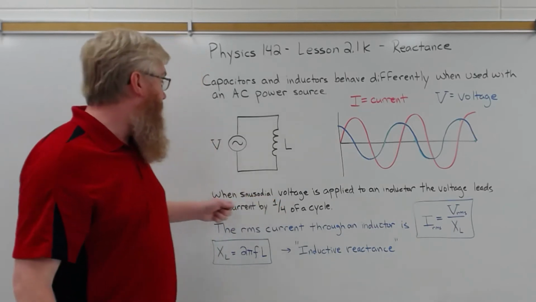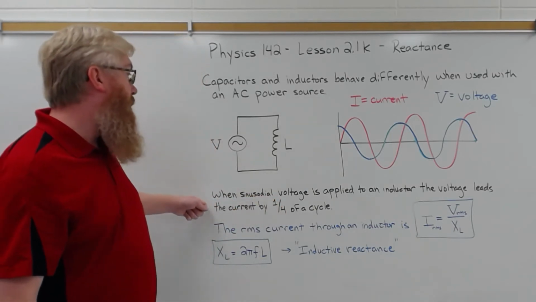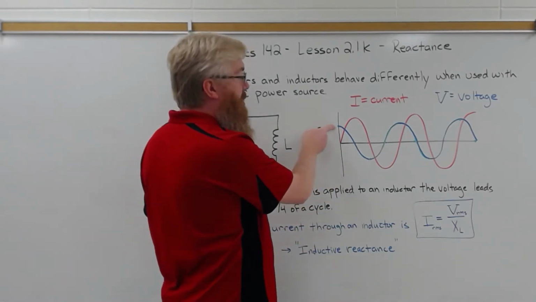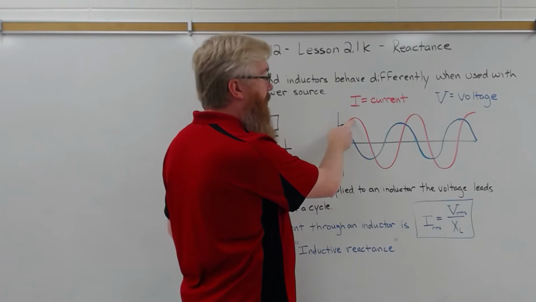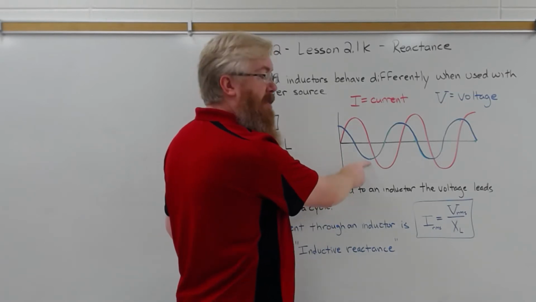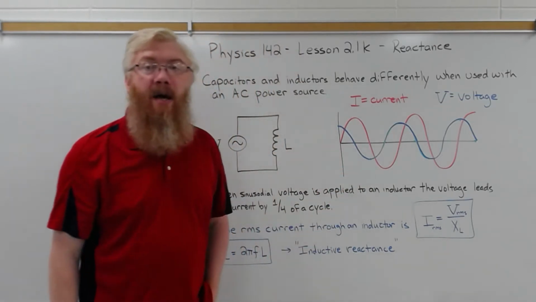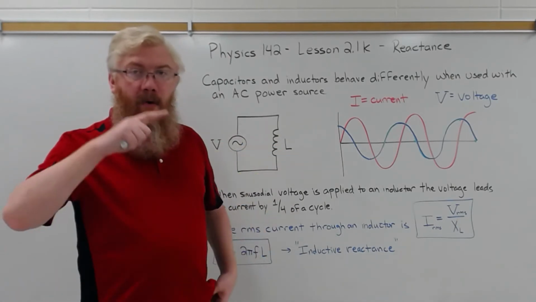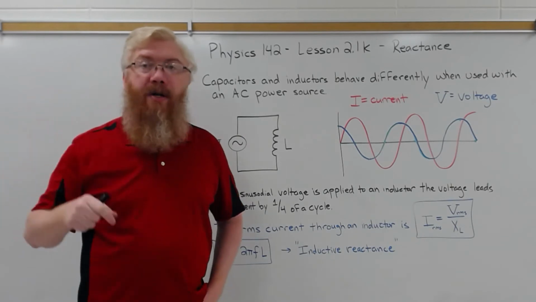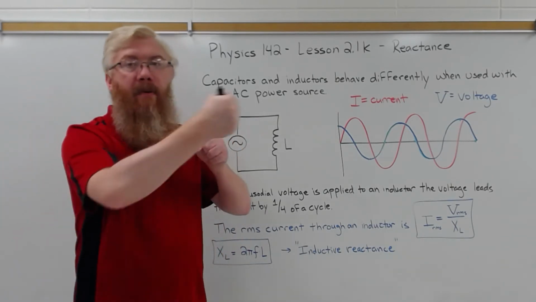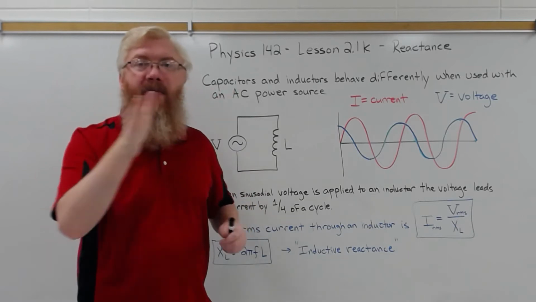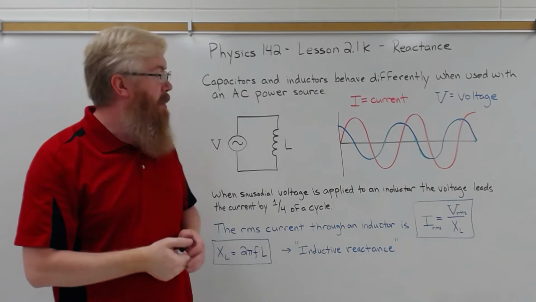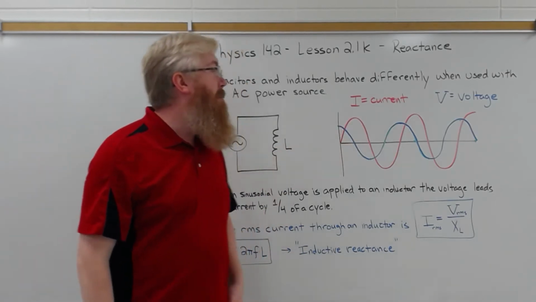The voltage applied leads the current by 1/4 of a cycle. So the voltage reaches its peak 1/4 of a cycle before the current does. The voltage reaches its minimum before the current does. A cycle means one complete oscillation, right? One full period of motion of the circuit. The current in an AC circuit is going back and forth, back and forth, back and forth. So how long does it take to complete one of those cycles? So the voltage is leading the current by 1/4 of a cycle.